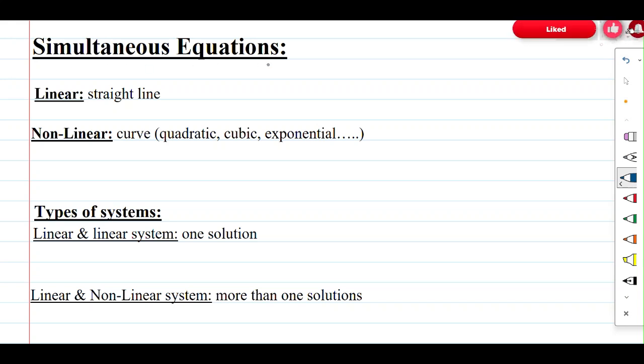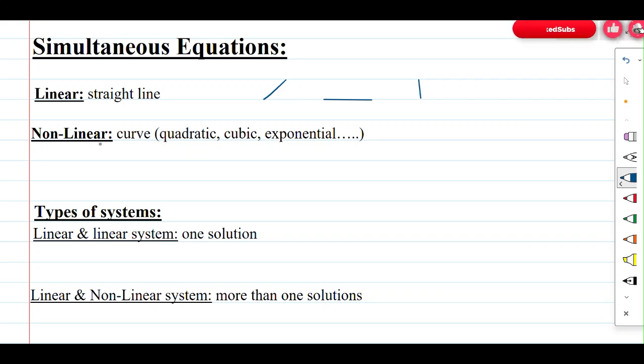Simultaneous equations. Okay, so before solving simultaneous equations, we need to understand a few terms. The first thing is linear. What do we mean by linear? Linear means a straight line. So any straight line means the linear system, right? So let's say this is a straight line, or this is a straight line, or this is a straight line. So any straight line is linear.